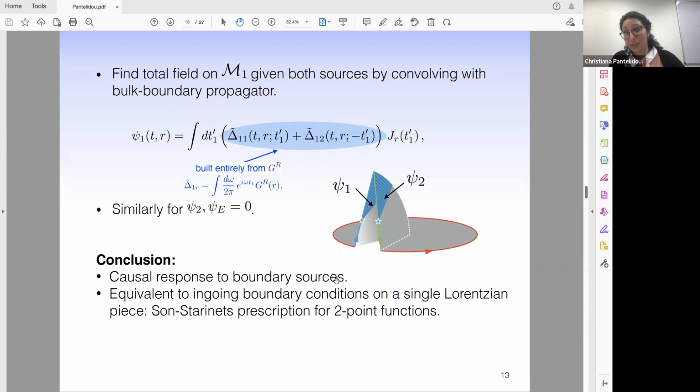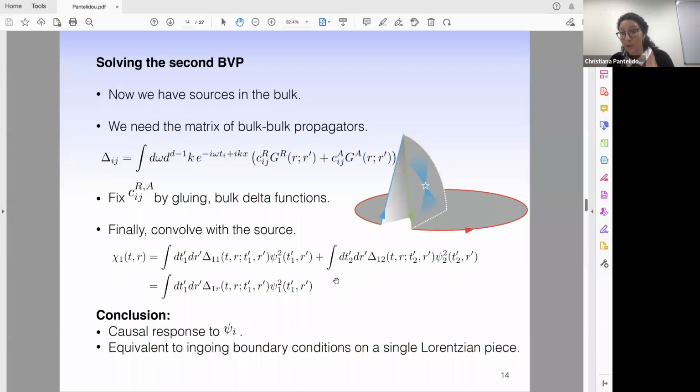So this is at the level of 2-point functions. Now we want to ask whether we can apply this to the level of 3-point functions. So essentially what we need to do is solve the second boundary value problem. And the approach is essentially exactly the same as we just did.